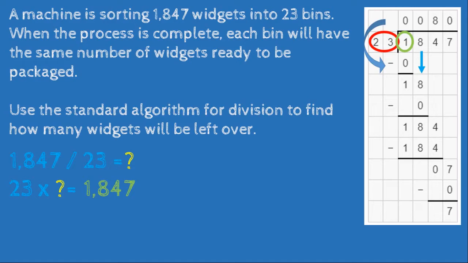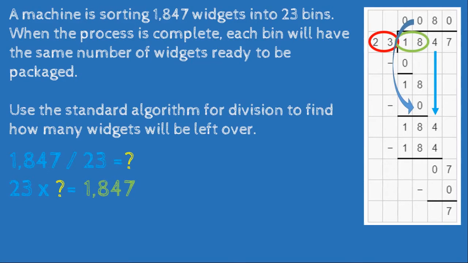How many times can 23 fit into 1? We understand that 1 is too small, so it's 0 times. 0 times 23 is 0. So 1, we now subtract 1 minus 0, which is 1. Then we bring down the number next to 1, which is 8. And now it's 18. And we simply have to repeat.